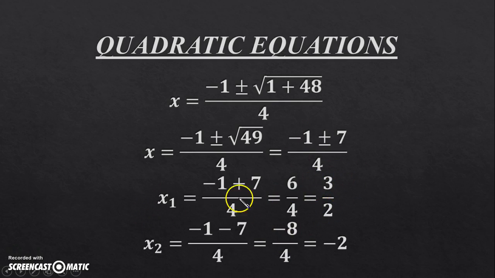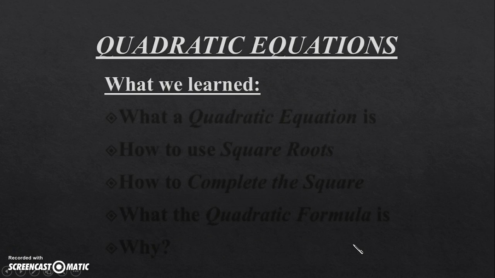We also have this being negative instead of positive, so we have negative 1 minus 7 over 4, which is negative 8, sorry. Negative 8 over 4 is the same as negative 8 divided by 4, which is negative 2. So x sub 1 equals 3 over 2, and x sub 2 equals negative 2. It would take too long to plug everything in, so we'll leave it here. Trust me, this is correct, but please do it on your own if you don't believe me.